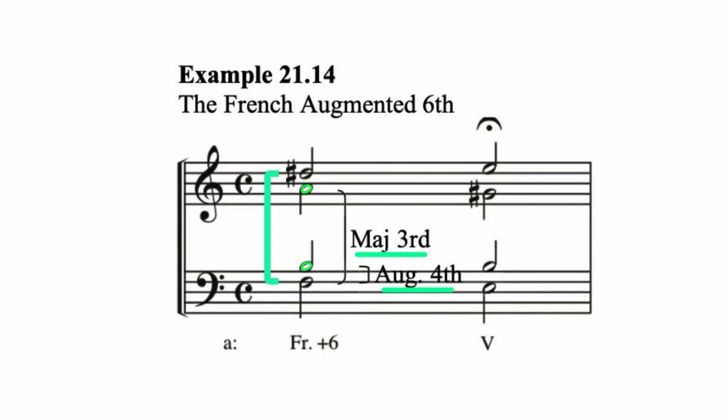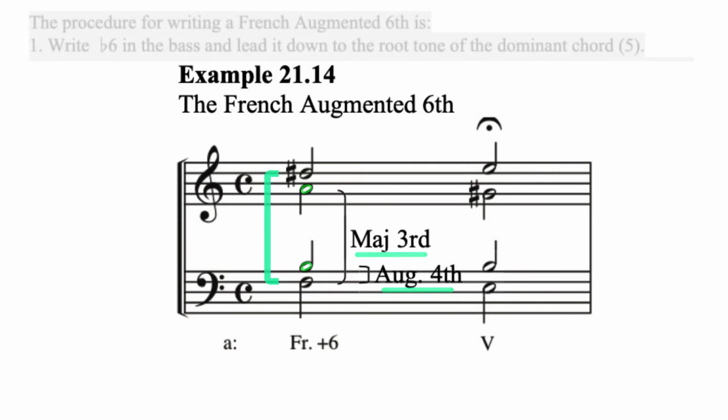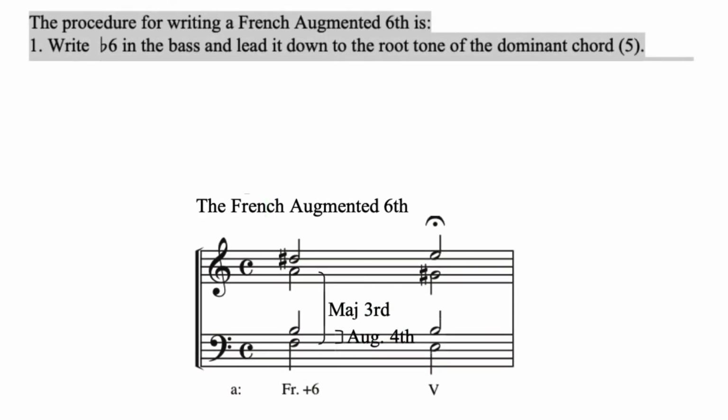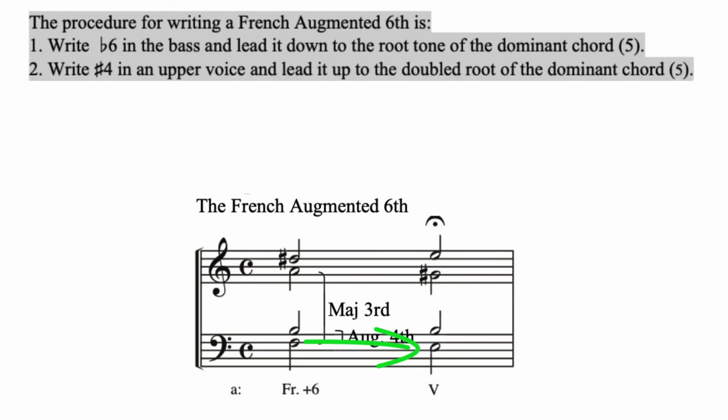So here's the procedure for writing a French augmented sixth chord. 1. Write the lowered sixth scale degree in the bass and lead it down to the root tone of the dominant chord, that's scale degree 5. 2. Write the raised fourth scale degree in an upper voice and lead it up to the doubled root of the dominant chord, again to scale degree 5.